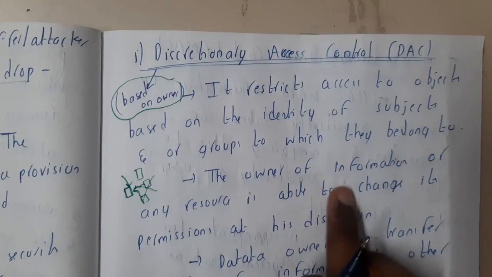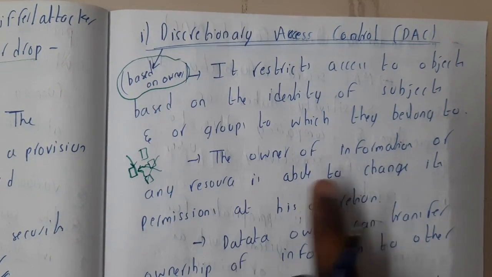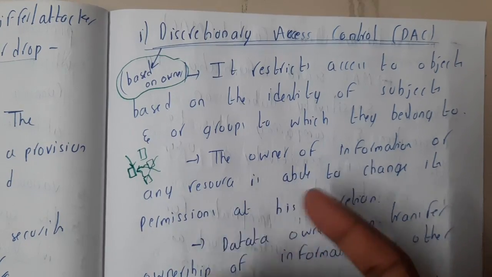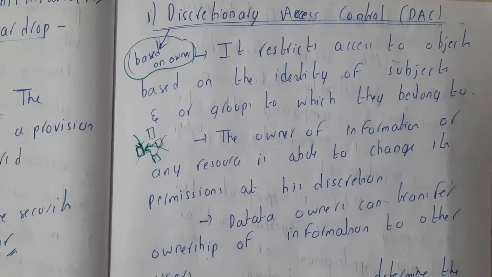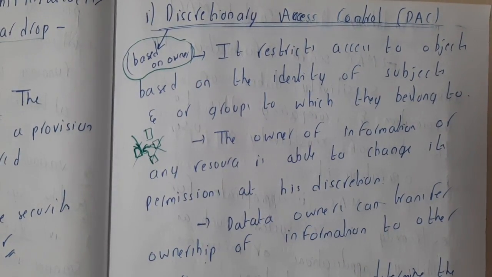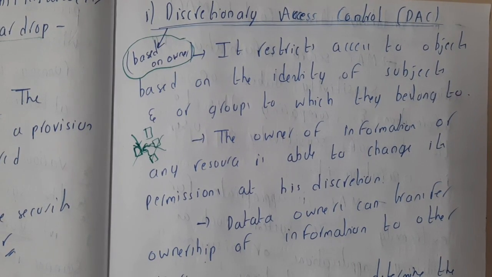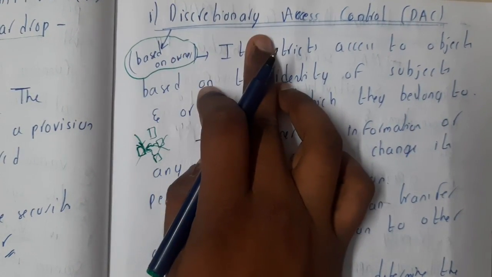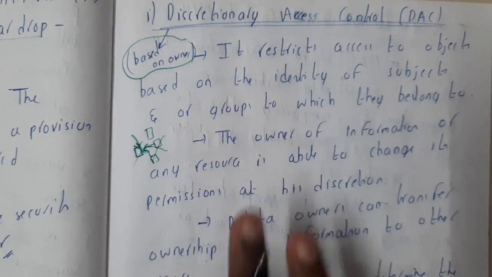The owner of information or any resource is able to change the permissions at his discretion. If he wants to restrict access even for project members and give it only to team leaders and project managers, he can do that. There is no issue with this because it is free to use. That is nothing but DAC, discretionary access control.